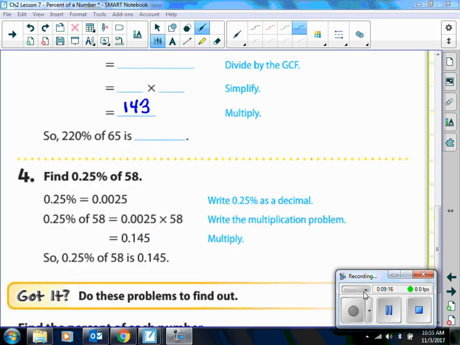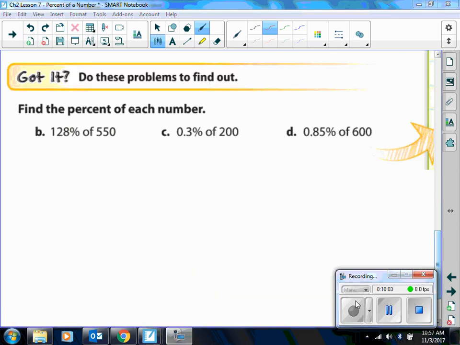Example 4, you can write this as a decimal. So here, okay, when you have a percent that has a decimal in it, that's when I would choose to change it to a decimal rather than a fraction. Okay, so here we're going to move the decimal 2 places to the left and then take away the percent sign, which gives us 0.0025. So that is the number that you're going to multiply times 58, which gives us 0.145. So 25/100ths of a percent of 58 is 145 thousandths.